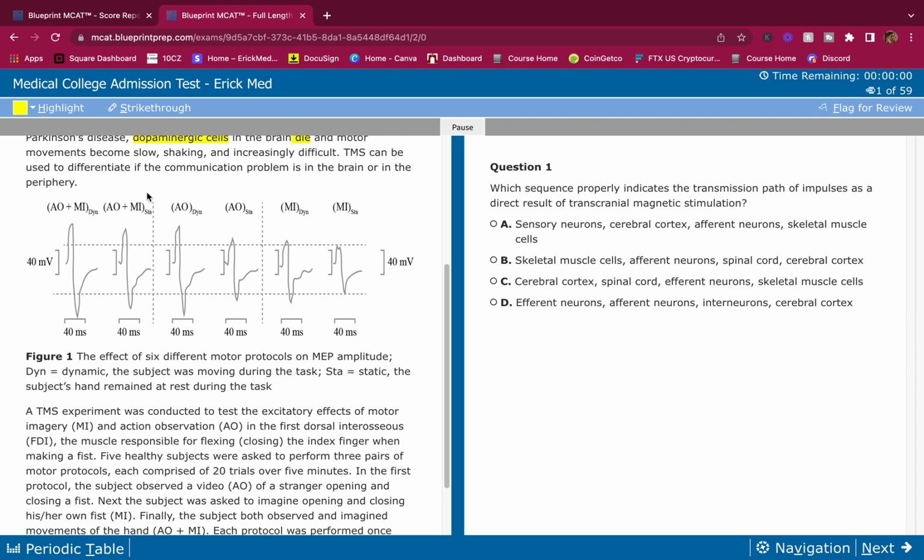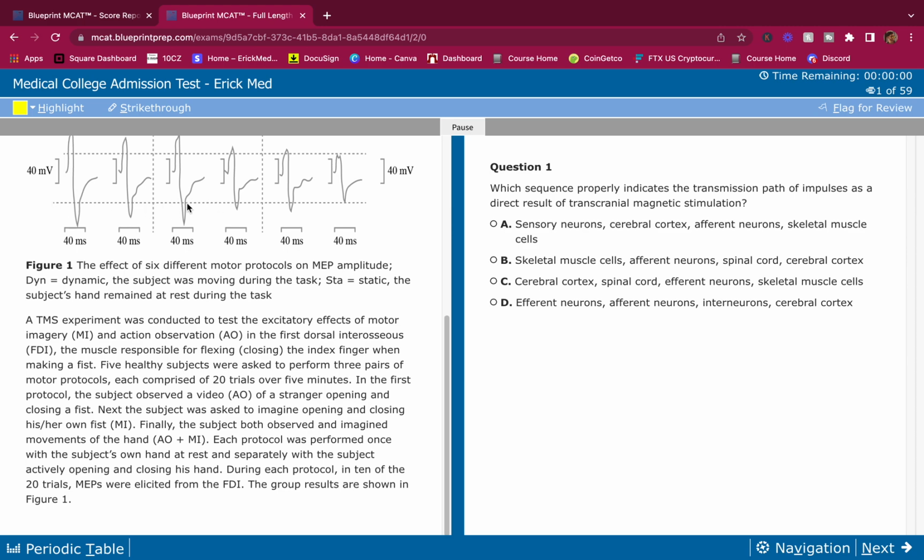TMS can be used to differentiate if the communication problem is in the brain or in the periphery. And they give us a figure here. We do not look at the figure. We only look at the figure when the question asks for it. We could read the caption, though. That's fine. The effect of six different motor protocols on MEP amplitude. This is the recording. This is the MEP. DYN, dynamic: the subject was moving during the task. STA, static: the subject's hand remained at rest during the task.